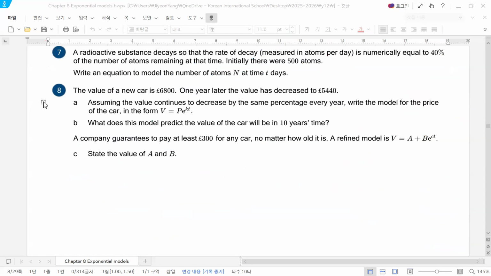Question number 7. Radioactive substance, decay. The rate of decay, the gradient, is numerically equal to 40% of the number of atoms remaining at that time. So the gradient is numerically equal to 40% of the number of atoms at the time.